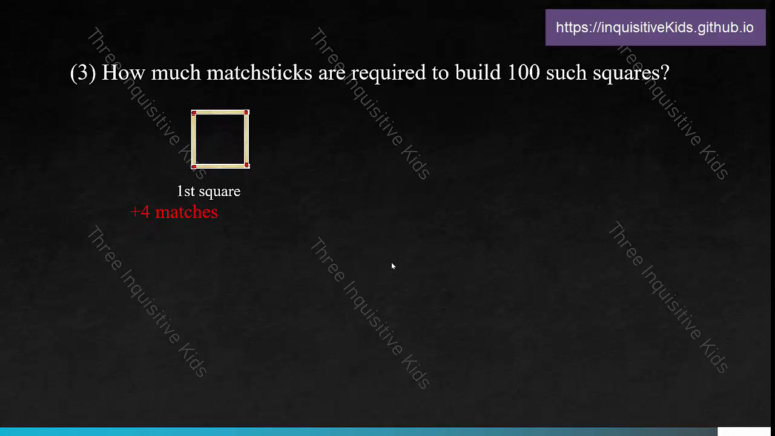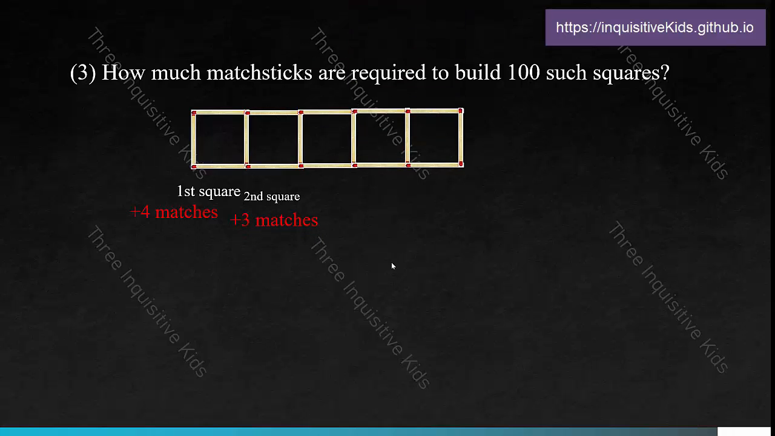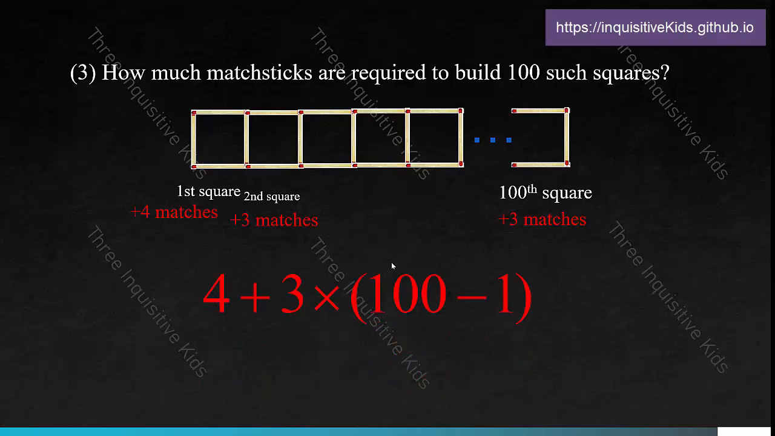Well, the first square, we need 4 matches. So we come from first 0 matches and we add 4 more to make 1 square. That's the second one. We're going to add 3 matches. And adding these on, we're going to know that the 100th square is also going to add 3 more matches from the 99th square, the square before.